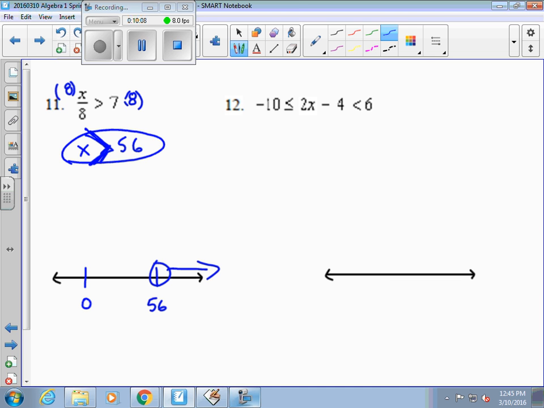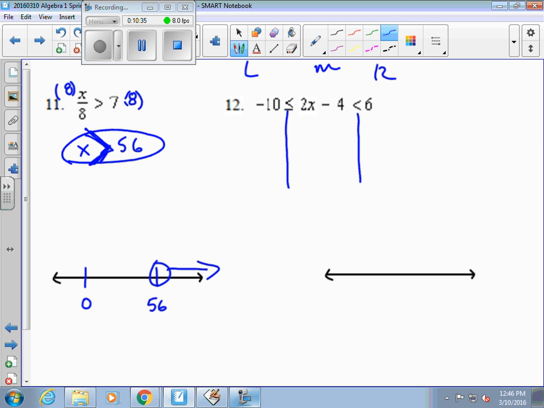Number 12 is an and inequality. Negative 10 is less than or equal to 2x minus 4, which is less than 6. Or you can say, instead of saying which is, you can say and less than 6. That's why it's an and inequality. Unlike everything else we deal with that has a left side and a right side that we need to balance, when you have and inequalities, you have a left side, a right side, and you also have a middle. Anything you do to one section of it, you have to do to the other sections.